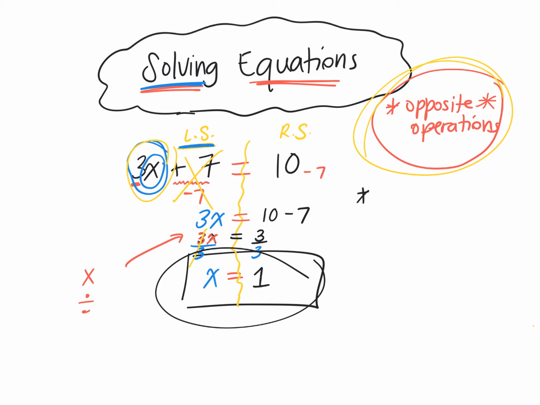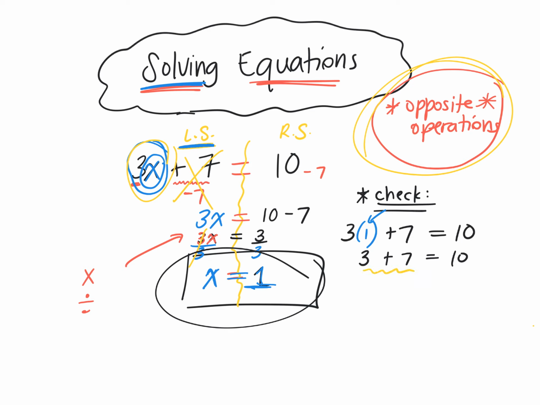We're going to check to see, is this true? Is x equal to 1? What that means is that 3 times 1 plus 7 has to equal 10. Well, if we're saying that x is 1, I've just replaced x in the original equation. We have to see if it's true. Well, what's 3 times 1? 3 plus 7 equals 10. Is that true? What's 3 plus 7?